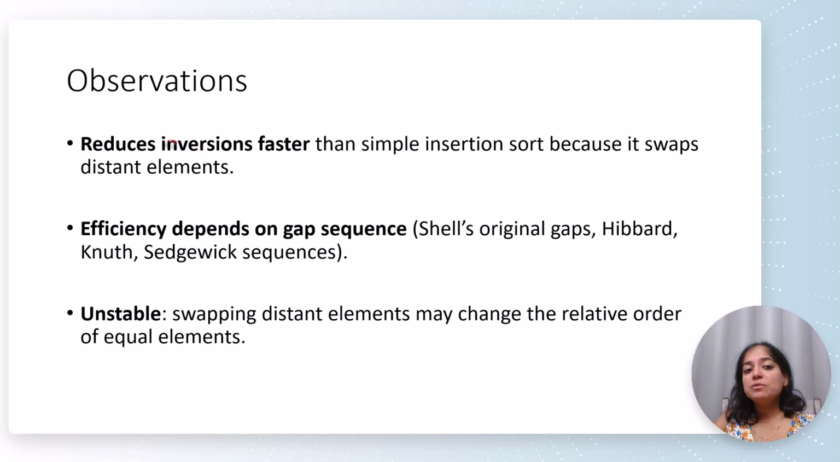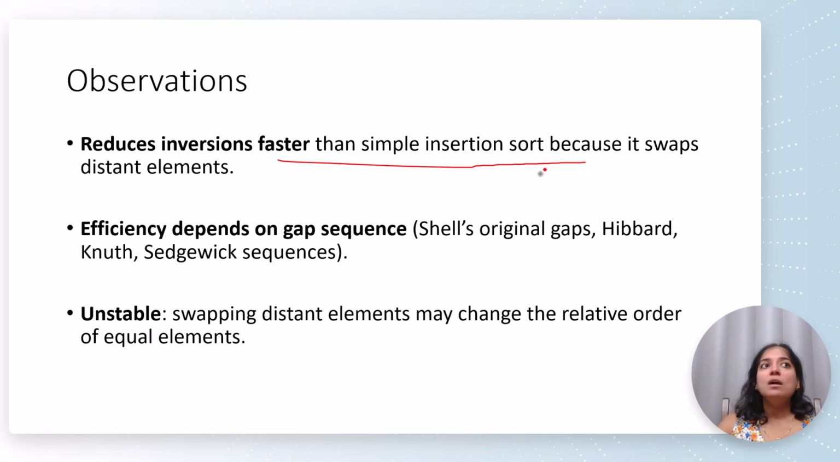So it reduces inversions faster than simple insertion sort. Because in simple insertion sort, we need to perform multiple comparisons, but here we need to perform very few comparisons. Efficiency depends upon the gap sequence, that is, the value of gap you are taking. It is unstable because swapping distant elements may change the relative order of equal elements.